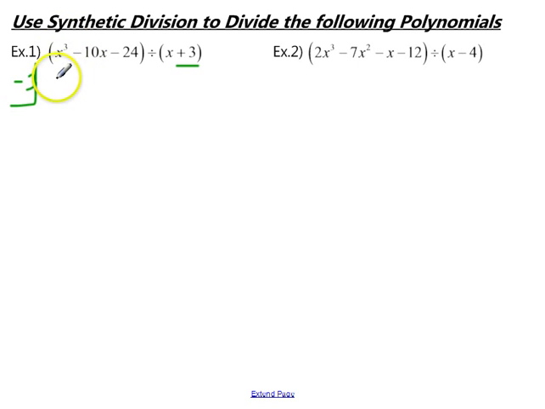So the coefficient of x cubed is 1. That missing term x squared, we're going to put a 0. And then for x to the first, we put negative 10.